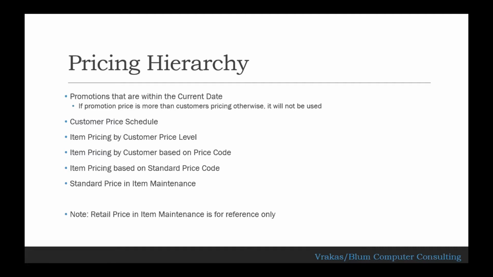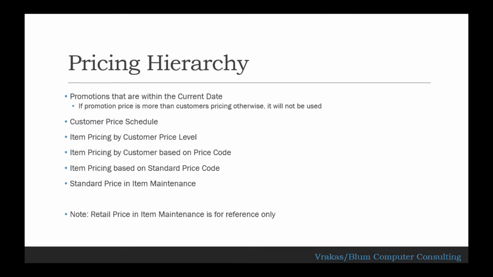The next level is the customer price schedule. The customer price schedule is one customer, one item, one price. Very specific, sort of like contract pricing, you can kind of think of it. Only one customer, only one price, and that's the price, okay? We do also have item pricing by customer price level. That's the next level down. So it'll say customer has a price level. This is the item price by that price level.